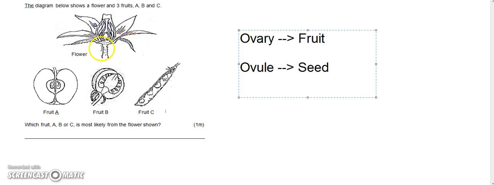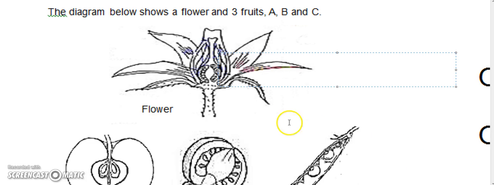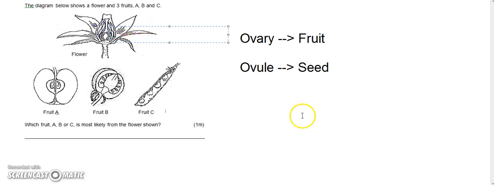So see how many seeds there are. There are lots and lots of seeds. If I can just zoom onto this, let's see. There's many seeds there. So if there are many seeds, that means there must be many ovules. So it can't be A. Why can't it be A? Because A only has 2 seeds. It can't be C, because C there's only 4, whereas there's more than 4 seeds here. So the answer is fruit B. The answer is as simple as fruit B.